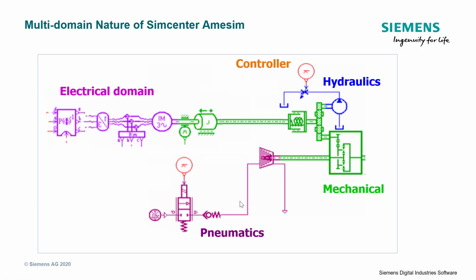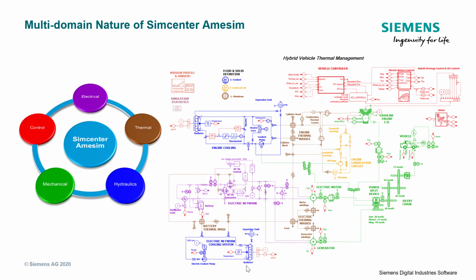So in AIMSIM, we work with all these different domains seamlessly. The user doesn't have to worry about the intricate details, and it is a matter of picking the right physics to build an AIMSIM model. The first example we looked at was a relatively simple model.